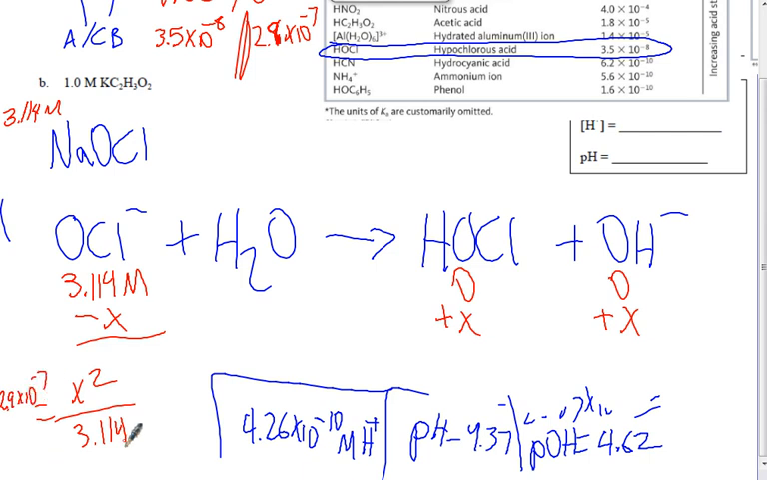And where'd my minus x go? I'm assuming it's insignificant. I'm assuming it's, let's just say, too small. It's so small that I can ignore it. And so I'm going to cross multiply and solve for x.